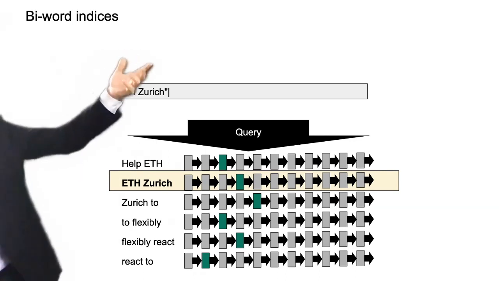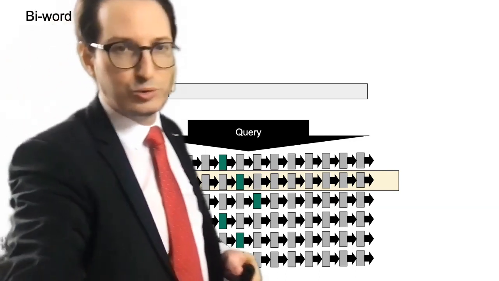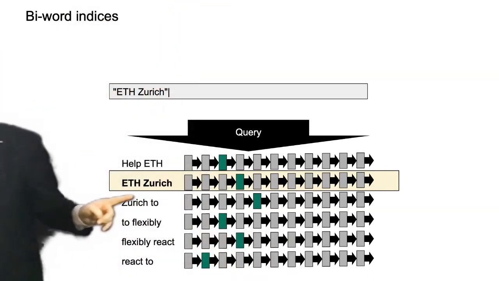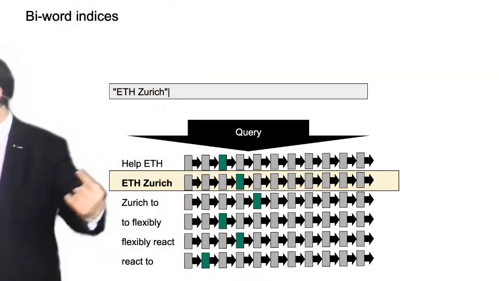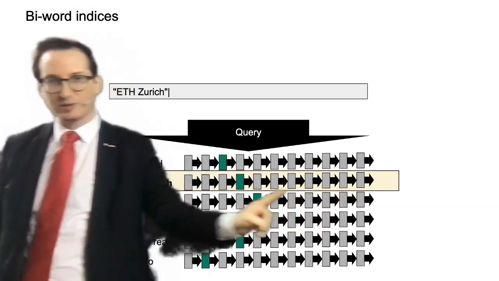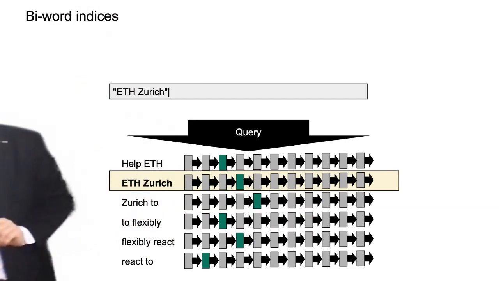So ETH Zurich, it's only 2 words, so this one is easy. You just look up exactly that pair in the inverted index. It's no longer the standard index, right? It's a biword inverted index. And then you see here, all of these documents contain ETH Zurich. So now we can answer this query.